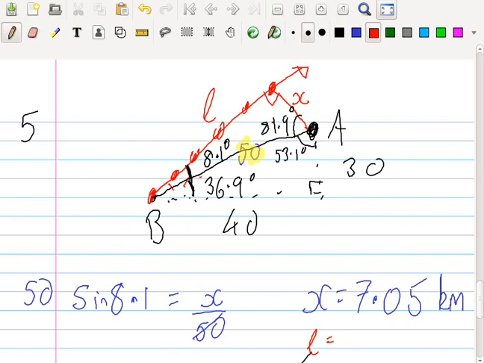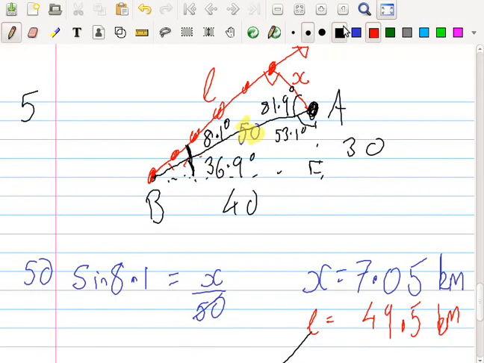49.5. Oh, that is the answer at the back. Okay, 49.5. Thanks, Joseph. Which method did you use? I used Pythagoras. This is the hypotenuse. So I said square root of 50 squared minus 7.05 squared. And you got 49.5.